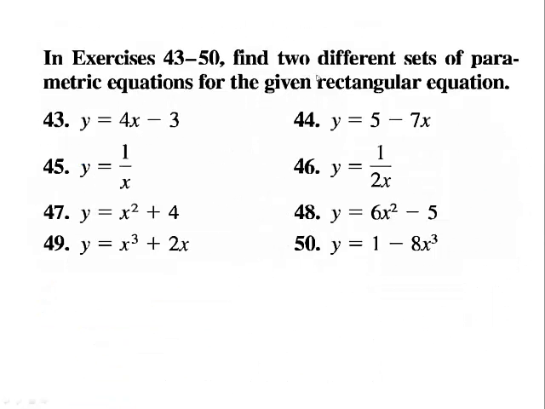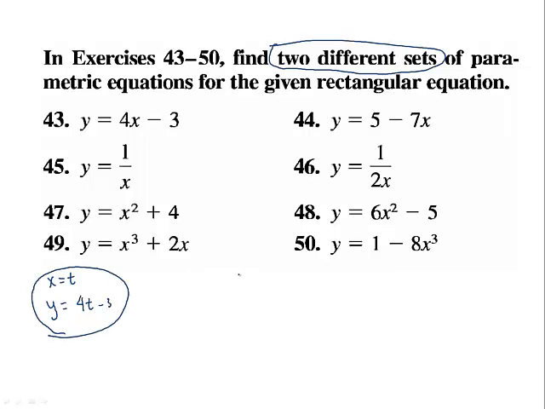Alright, find two different sets of parametric equations for the given rectangular equation. So this is where people get all confused. It's the easiest part of the problem here. It says give two different sets. Okay, so I'll give you one set. One set would be just to replace the x with t. Then x is equal to t, put the t in here, so y is equal to 4t minus 3. That's my first set.